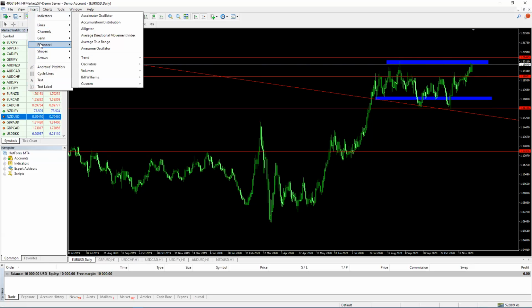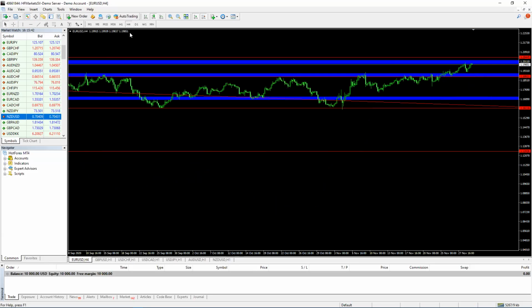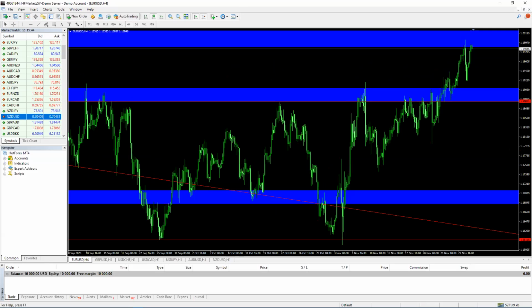Insert shapes, rectangle. We have around this zone. Hope you can see this. Yeah, perfect. So yeah, we have something of that sort. Then we could go to 4 hours and try and find something else.